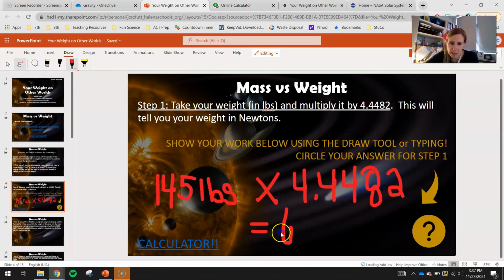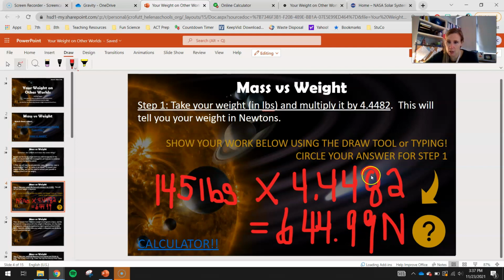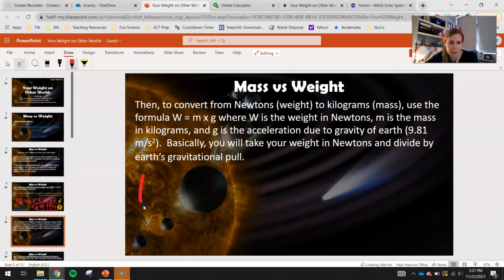644.99 newtons. Note that it says circle your answer for step 1. So here's my answer for step 1, and I'm going to circle that. Then I'm going to take my 644.99 newtons and see what I need to do with that next.